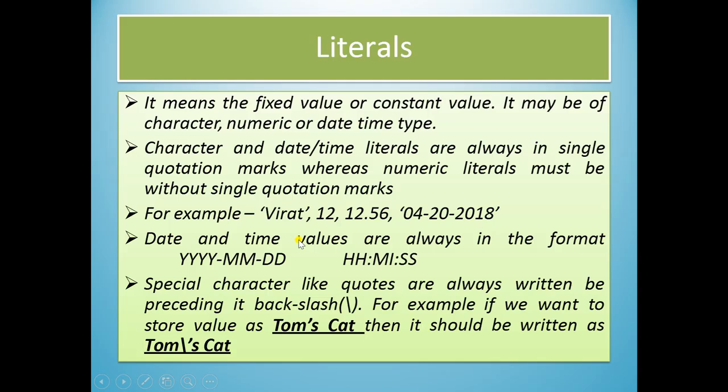In this, date and time values are there. This is the format of date and time, this is the format of date, and this is the format of time. Now special characters like codes are always written preceded with a backslash. For example, if you want to store the value Tom's cat, this S is an apostrophe, so you have to write it like this: Tom, then backslash apostrophe S.